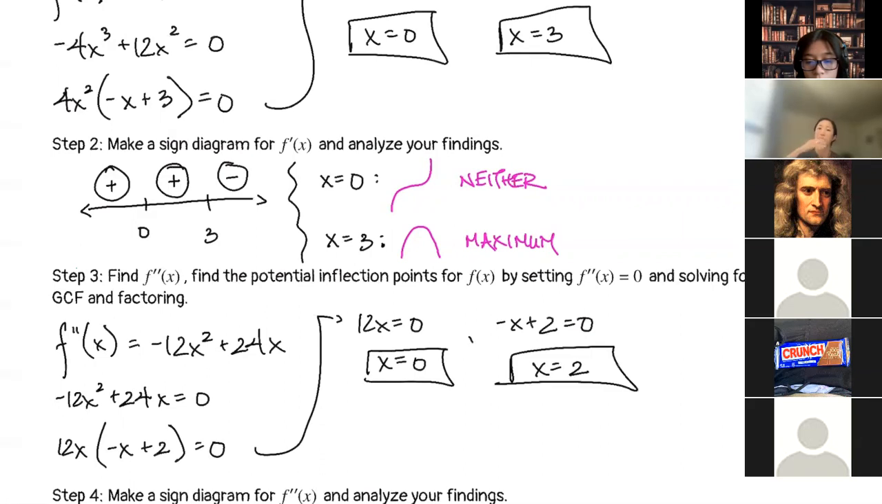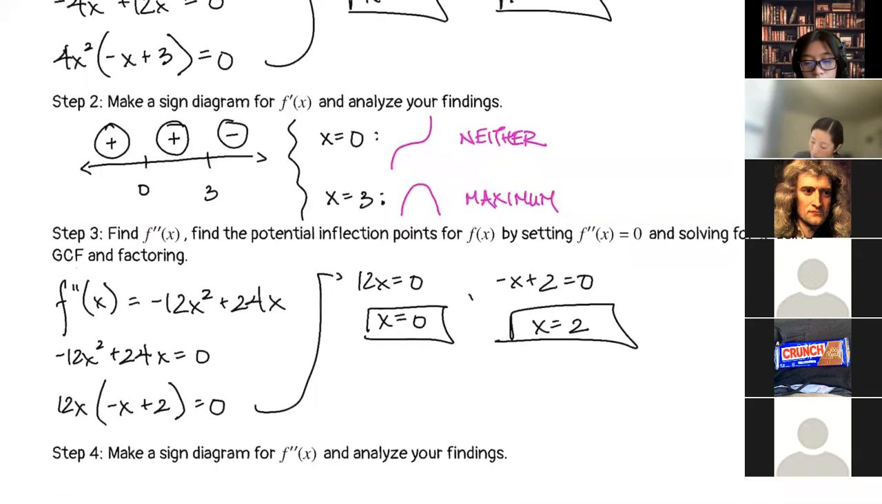Okay. Now, here's what we found here. We have found potential inflection points. Okay, potential inflection points. What an inflection point is, is the moment when something changes concavity. Let me say that one more time. An inflection point is the point at which the concavity changes.